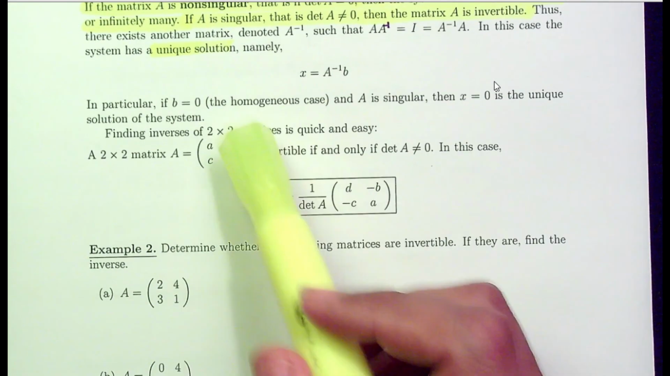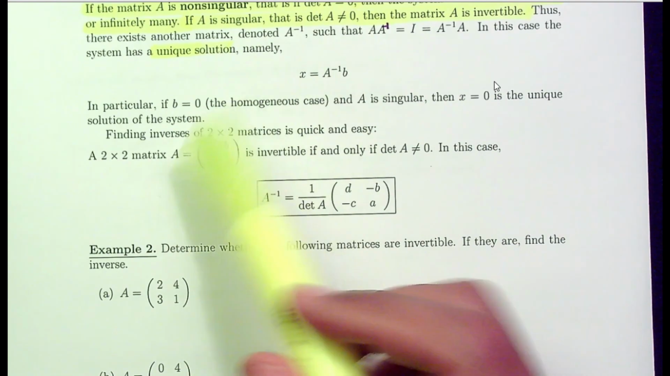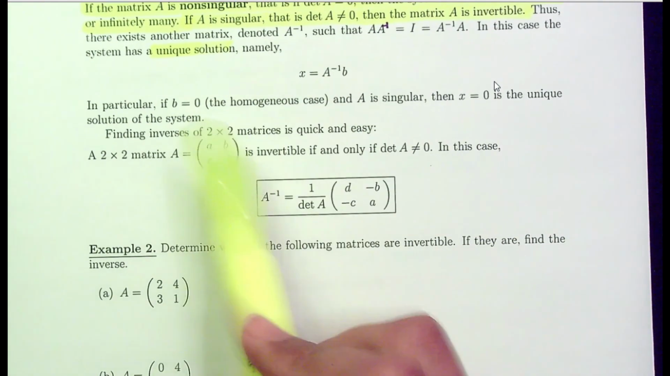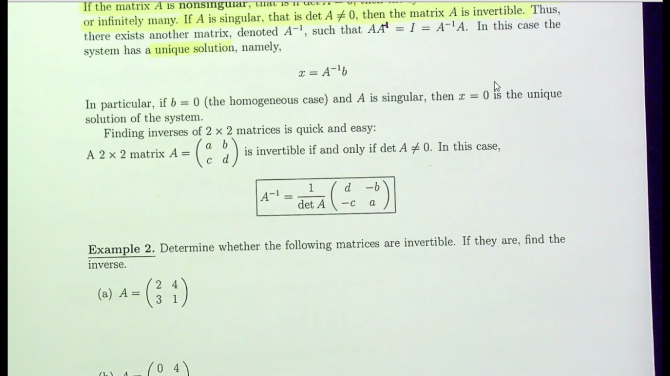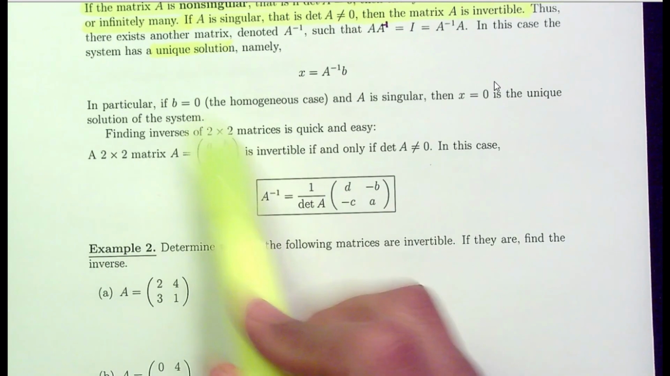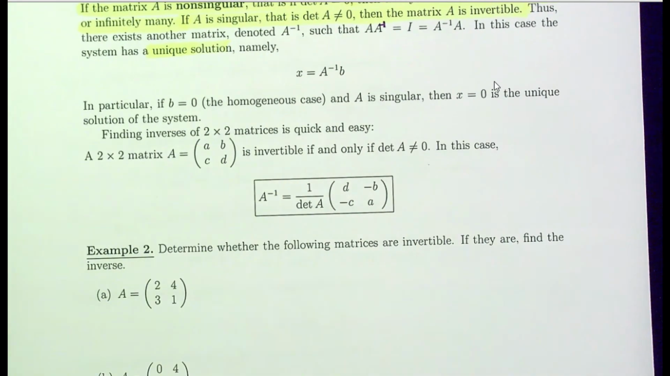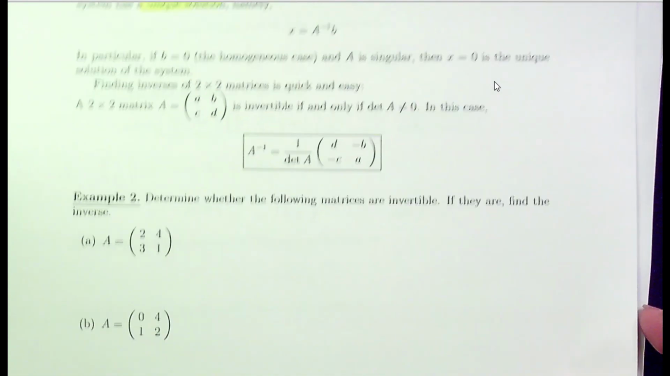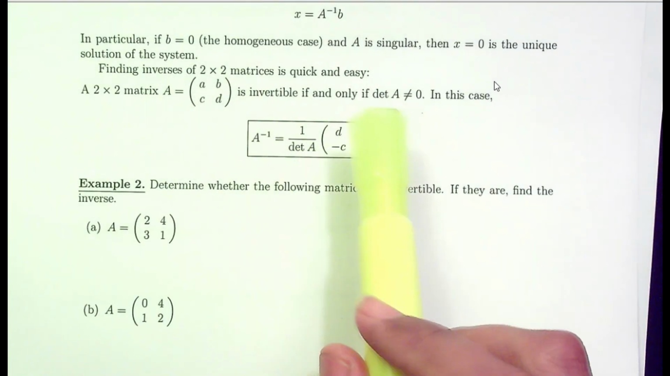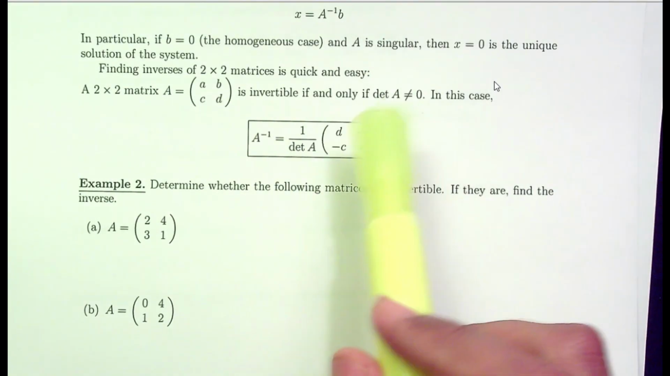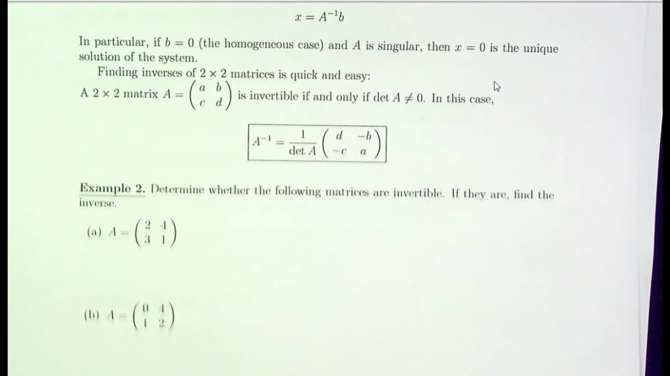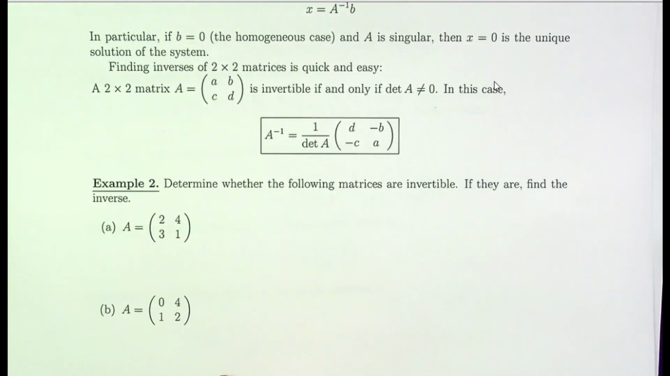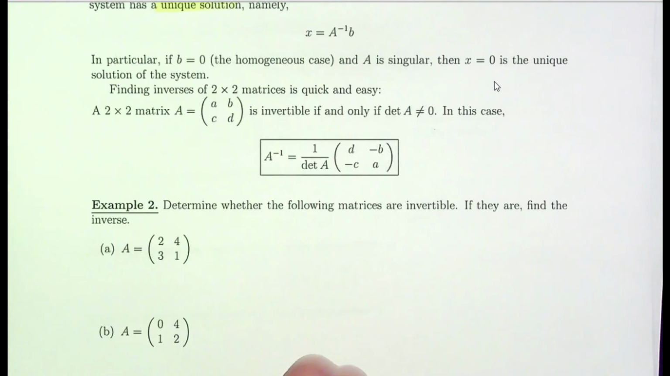And then the entries on the other diagonal stay exactly in the same order, but you change the signs for both. So flip the entries in the main diagonal and change the signs in the other diagonal. That's it. That's usually a little formula that is worth memorizing. Okay, 1 over the determinant, flip the entries in the main diagonal, and change the signs in the other diagonal. And this formula only works for 2 by 2 matrices.